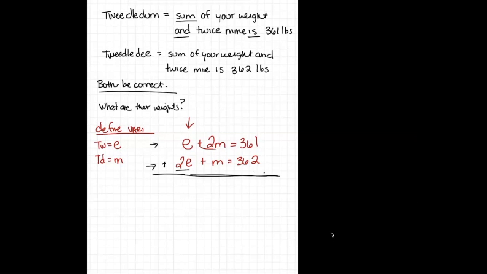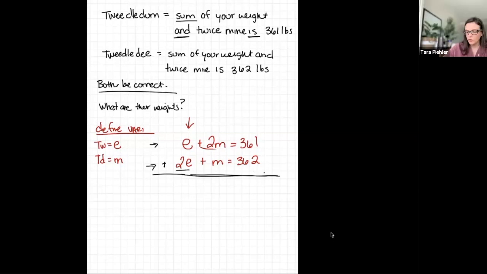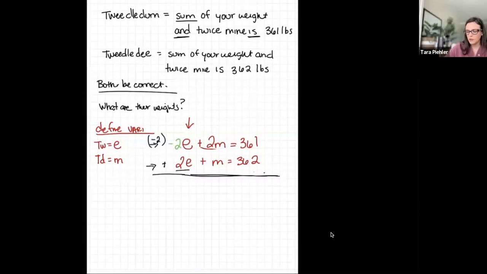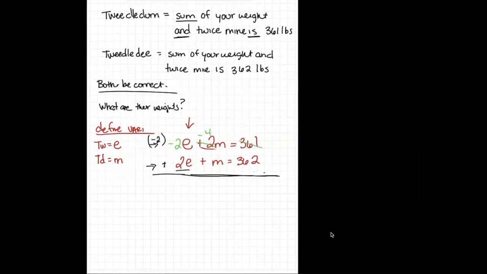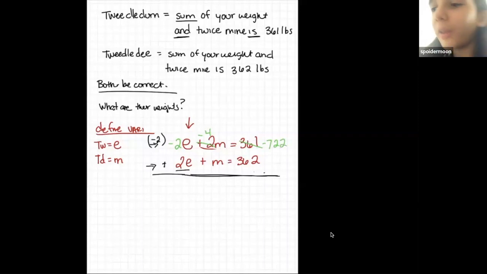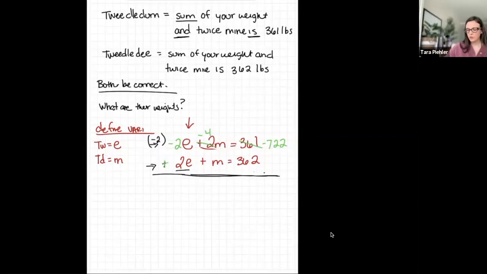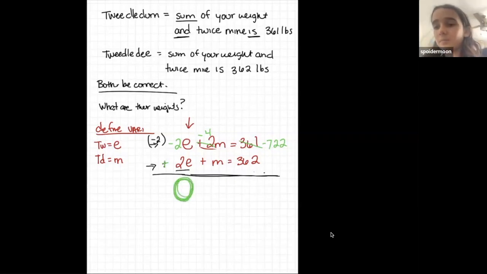The first one is -2. Very good. So you would multiply this whole top equation by -2. Elimination is my forte. That's right. Now it's -2 here, -4. And what is -2 times 361? -722. Now when we add these together, what is -2 plus 2? 0. All right, we have eliminated.